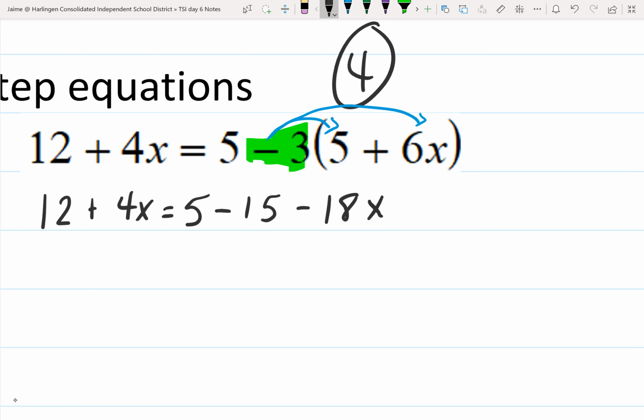Now combine our like terms. Number, letter, equal sign. So can't do anything. Other side. Number, letter. Oh, you can't do anything. So the two numbers here, combine them. 5 minus 15, that'll give us negative 10. So bring everything else down. Equals negative 10 minus 18x.